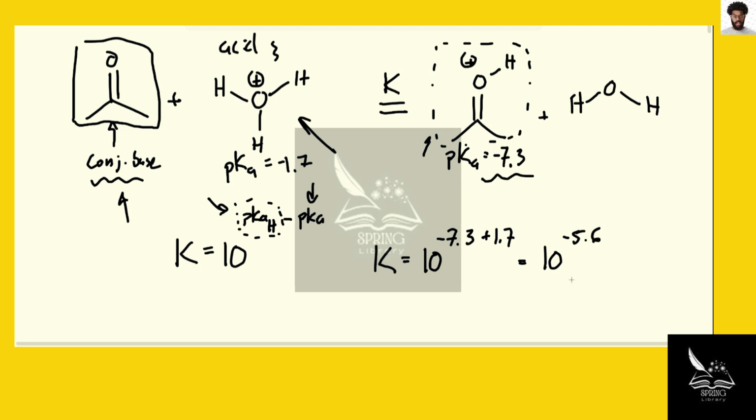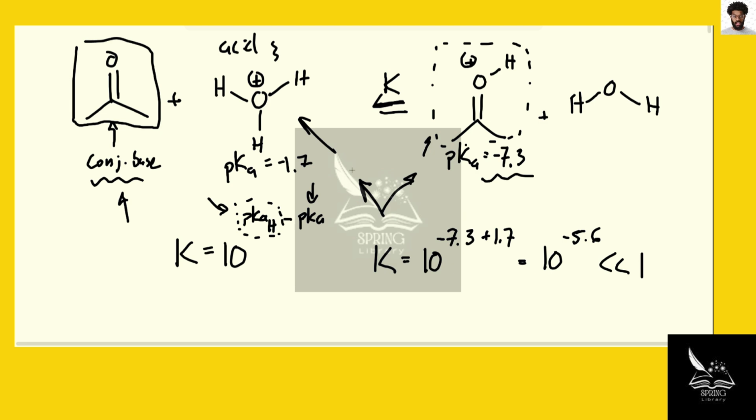Okay, and so that tells us that K is going to be much less than 1, which means that the equilibrium will favor heavily the left-hand side. Remember, the greater the K is, the more the right-hand side is favored, and the smaller K is, less than 1, the more the left-hand side is favored. So it looks like you've got the right answer, but mathematically that's how you do this, right? You compare the pKaH of the conjugate base and the pKa of the acid.